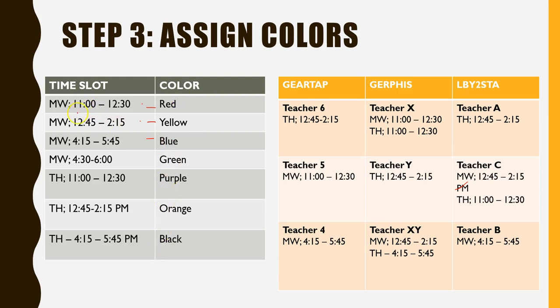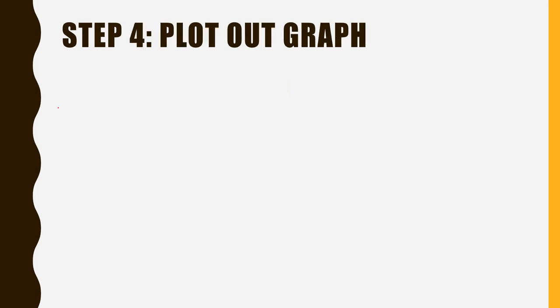Now, you might be wondering, why is 11 to 12:30 different from this 11 to 12:30? Simply because the days are different. Instead of Tuesday and Thursday, this is Monday and Wednesday. Okay, so now that we have assigned colors, we can begin plotting out the graph.